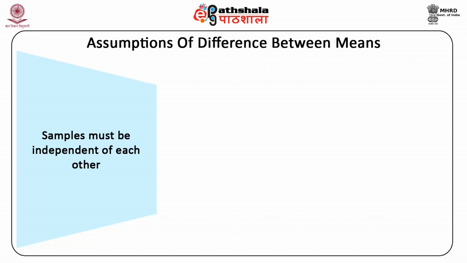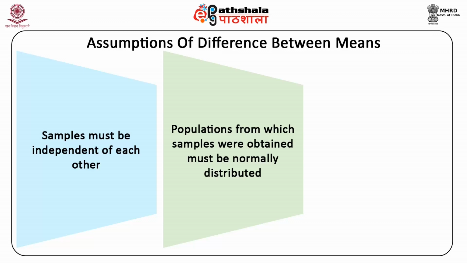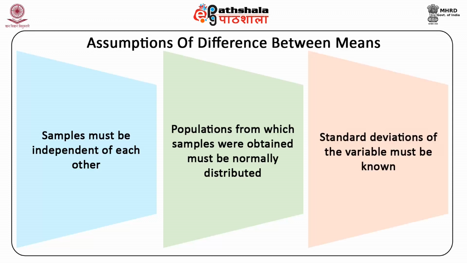Second, the populations from which the samples were obtained must be normally distributed, and the standard deviations of the variable must be known, or the sample sizes must be greater than or equal to 30.